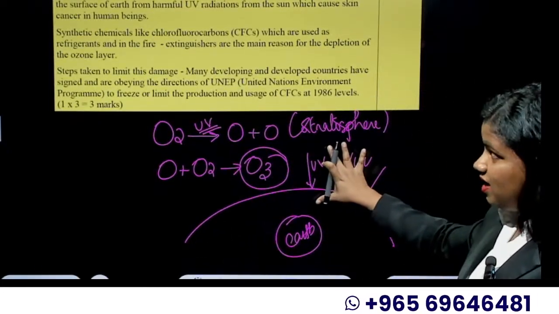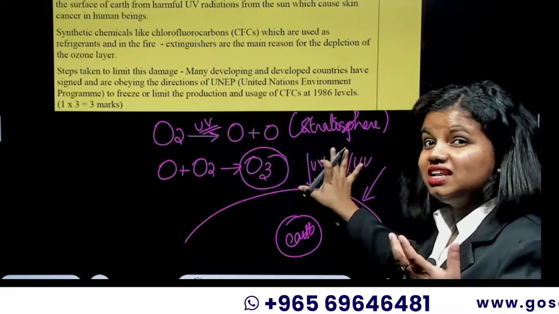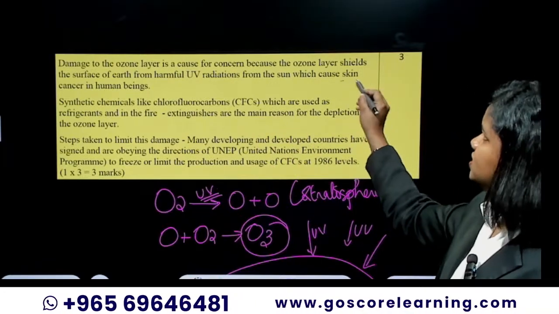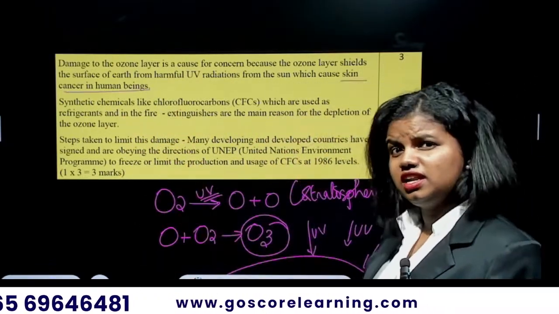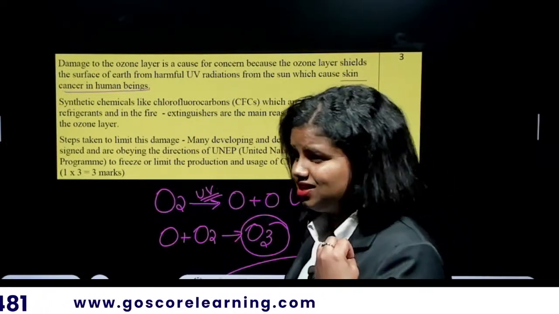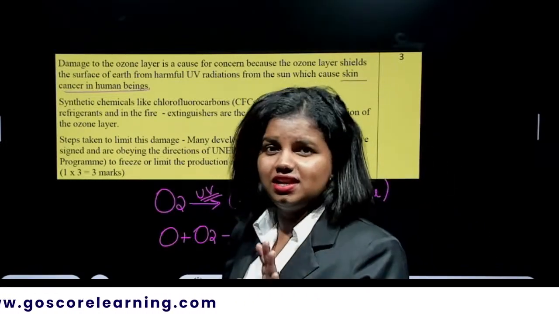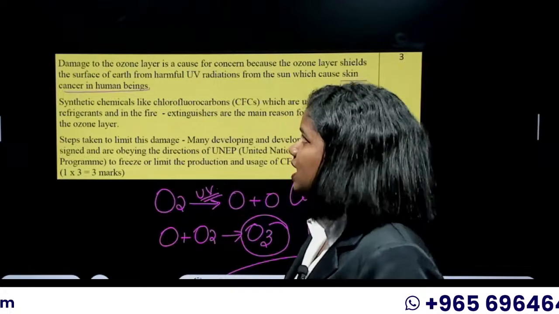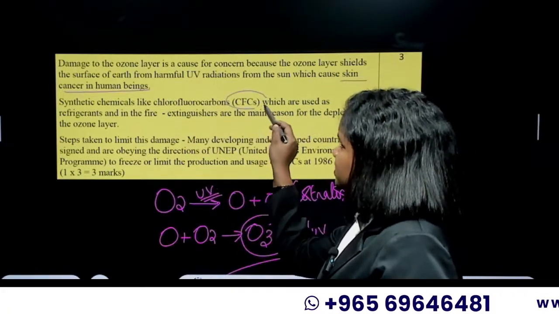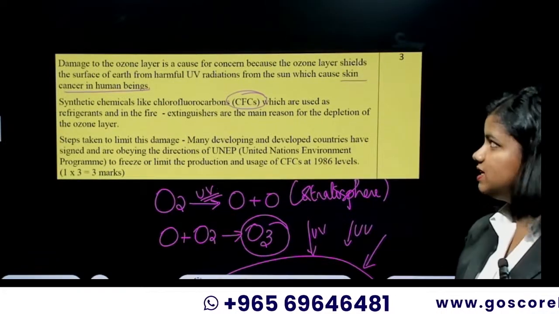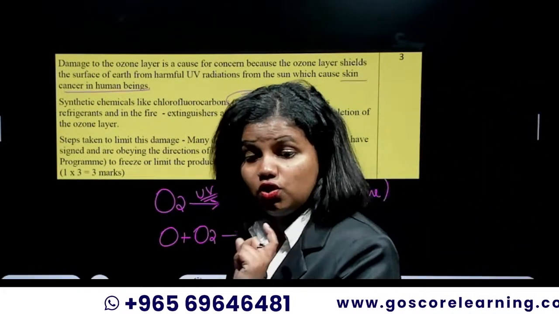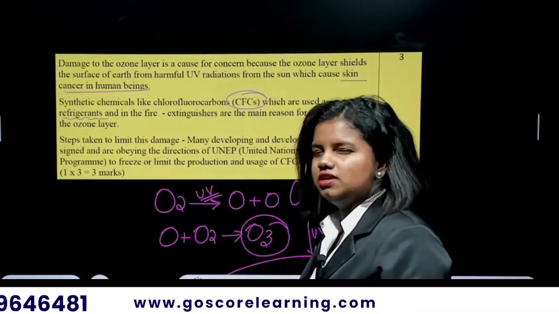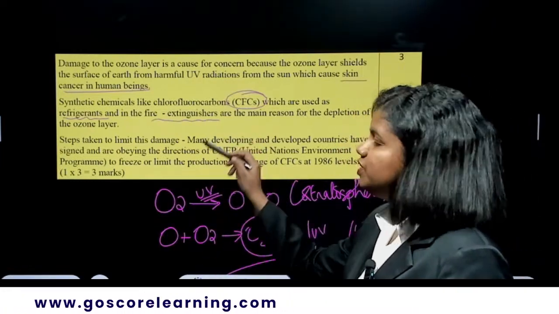So the ozone layer getting weakened is why it is an issue, it's a cause of concern. It can cause skin cancer in human beings, it can cause issues in animals, it can cause rashes, skin allergies, eye irritations, anything. You can expect anything due to this UV radiation. So the major cause of this is synthetic chemicals like CFC, which is chlorofluorocarbon. These chlorofluorocarbons are used normally as refrigerants, or in fire extinguishers and all. We normally use this chemical.